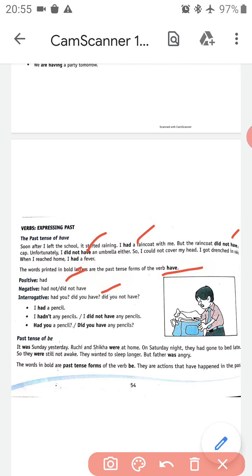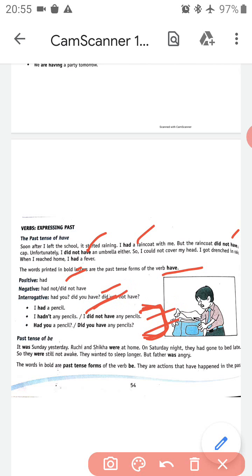I had a pencil. I hadn't any pencil. I did not have any pencil. Had you a pencil? Did you have any pencil? So these are the same in the past form: how you form a positive sentence, a negative sentence, and an interrogative sentence in the past form.